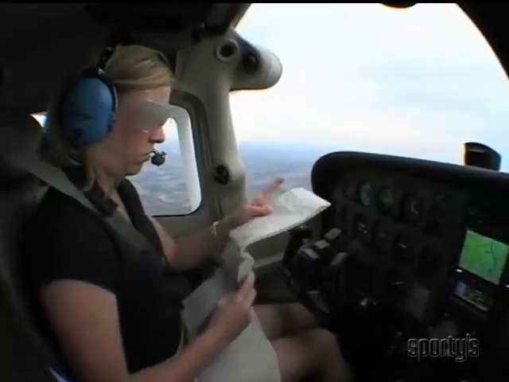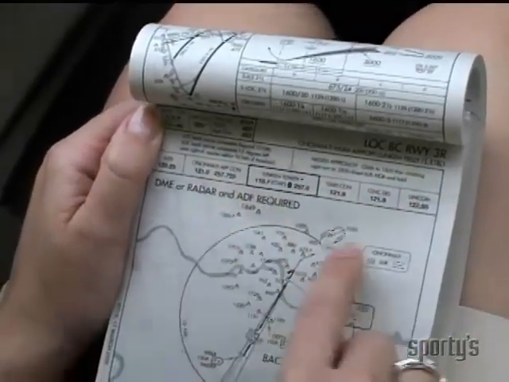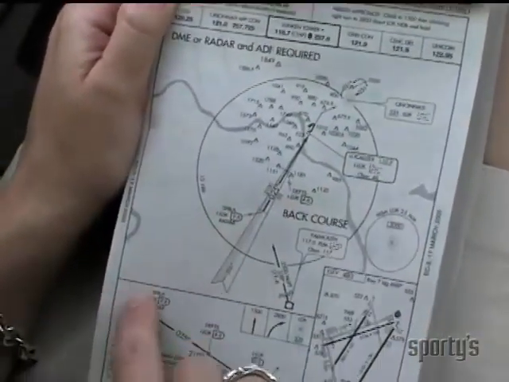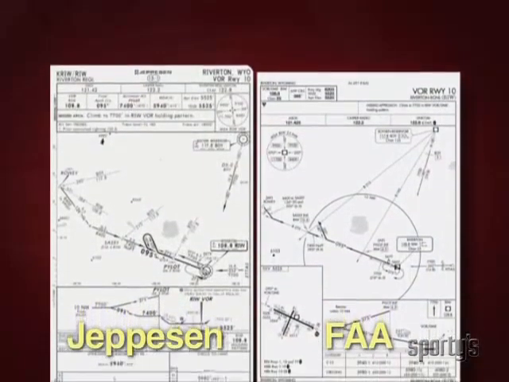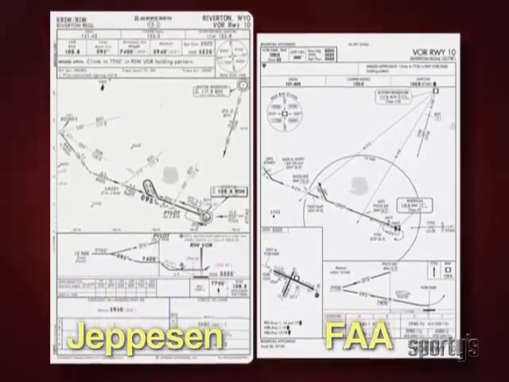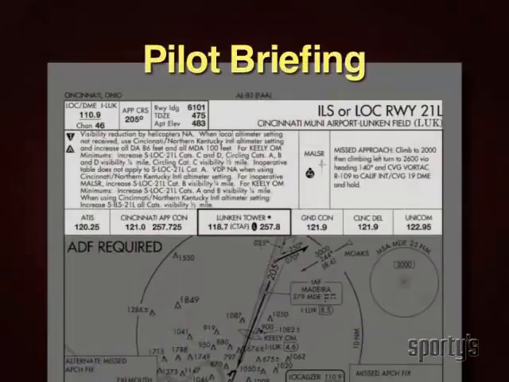Approach charts are a detailed blueprint for an instrument approach. Nothing is omitted or left to the pilot's imagination. There are specific instructions for each part of the approach. With some minor differences, FAA and Jeppesen approach charts both give a from top to bottom presentation of information about the procedure. To get started, the top of the chart has the pilot briefing information.